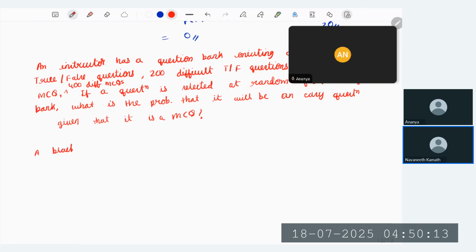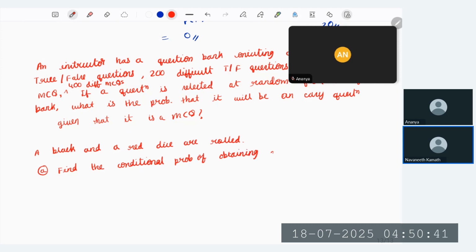A black and a red dice are rolled. And the first question is find the conditional probability of obtaining a sum greater than 9, given that the black die resulted in a 5.